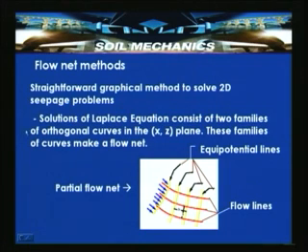So, solutions to the Laplace equation consist of two families of orthogonal curves, called equipotential lines and flow lines, and when put together in a network they are called a flow net.